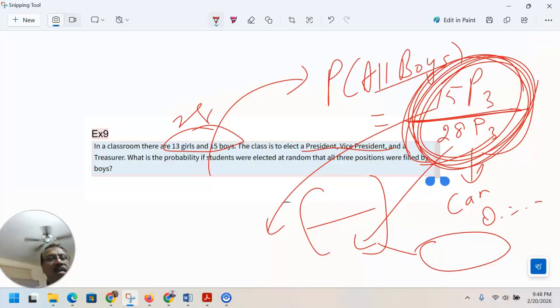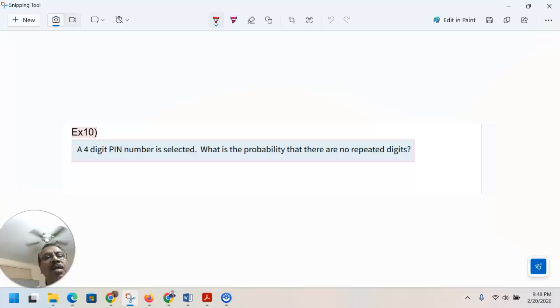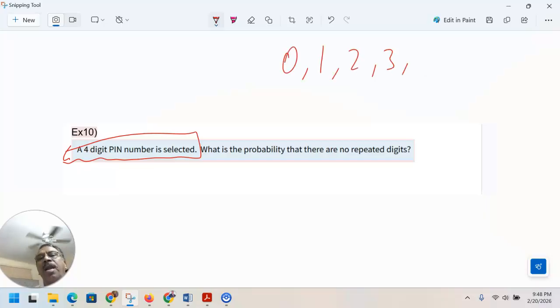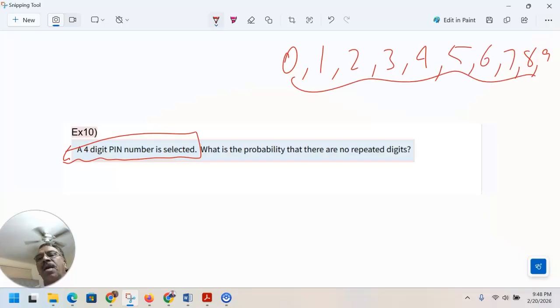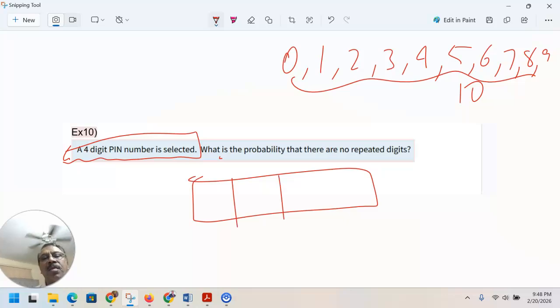Okay, let's go to the next example. This one is saying a 4-digit PIN number is selected. Now when you talk about digits, basically these are all 10 digits. Even 0 is included here. So these are 10. And from these 10, you need to make the PIN, right? So these are the 4. What is the probability that there are no digits repeated?